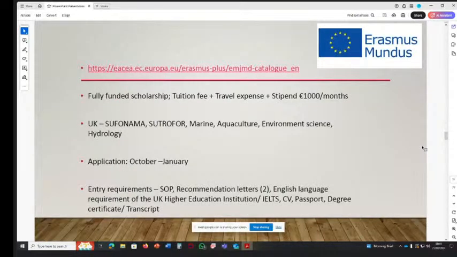Here are some scholarships available through which you can join. It's called the Erasmus Mundus. India is one of the participating countries. You can check the Erasmus Mundus website for various fellowships and internships available for a 6 month visit or 1 year visit. Check that.